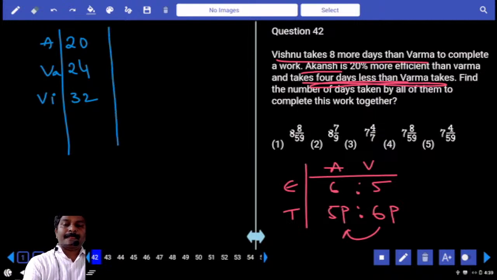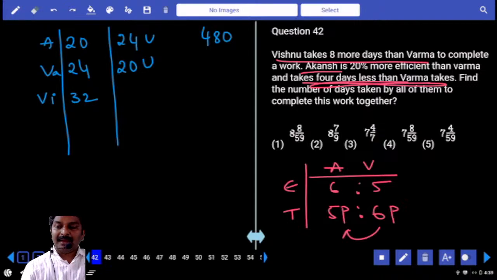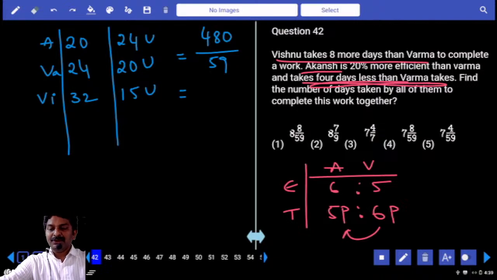LCM 480. Akansh will do 24 units. Varma will do 20 units. And Vishnu will do 15 units. All together they need to complete the total work. All together will do 59 parts. 480 by 59 is the final answer. So in the denominator you should have 59 or a factor of 59.